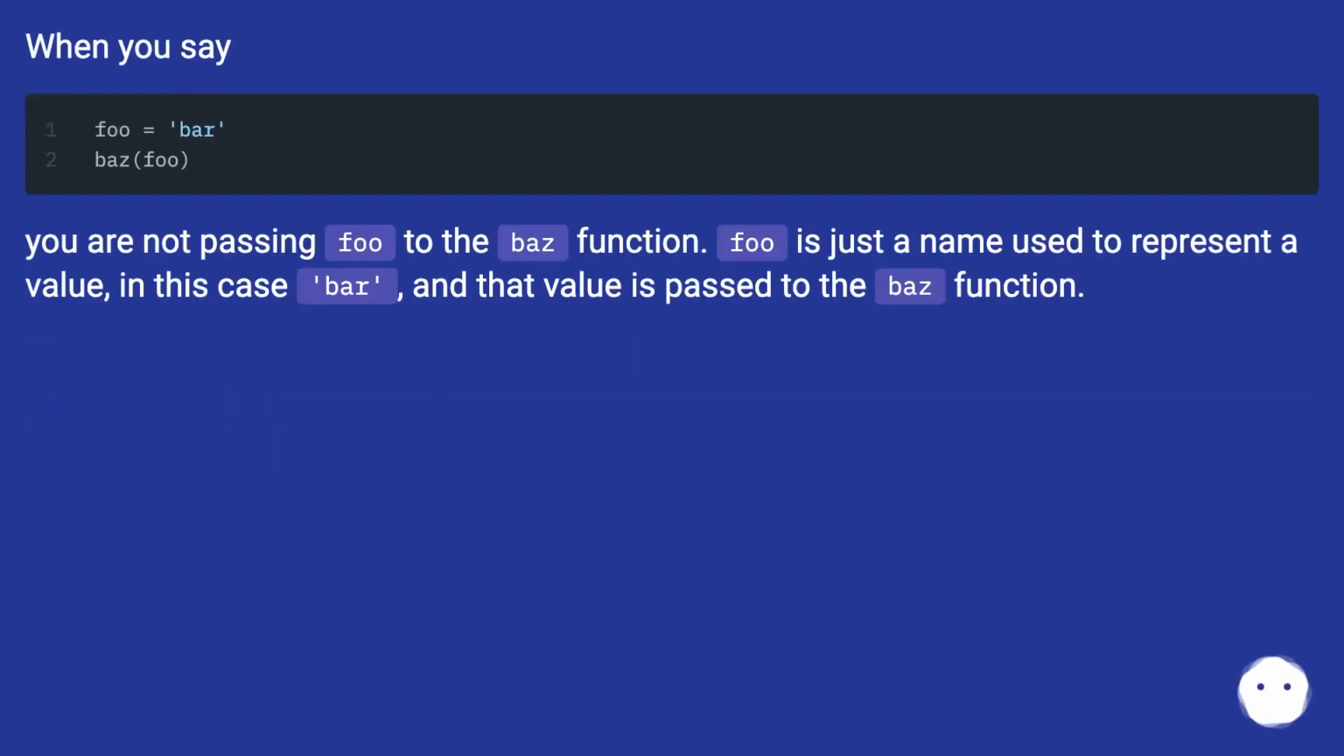When you say this, you are not passing foo to the baz function. Foo is just a name used to represent a value, in this case bar, and that value is passed to the baz function.